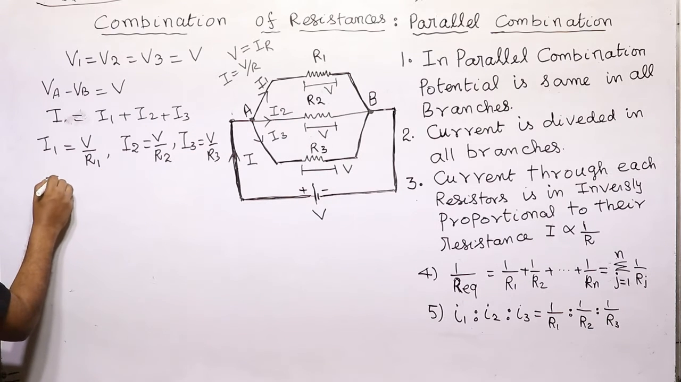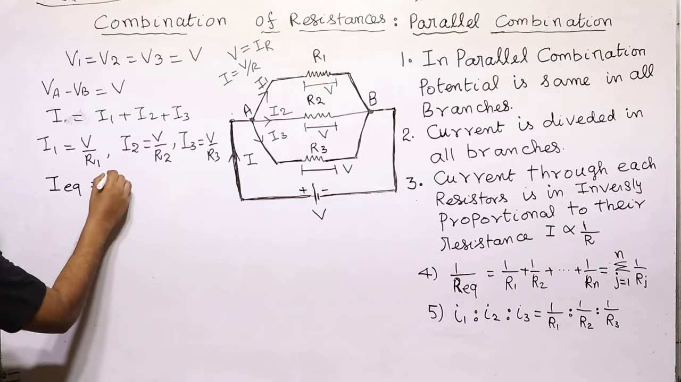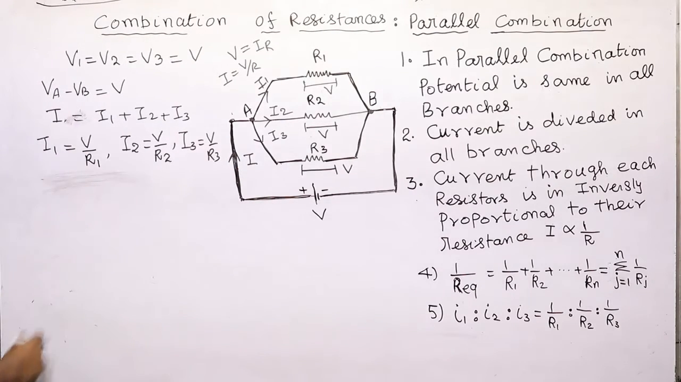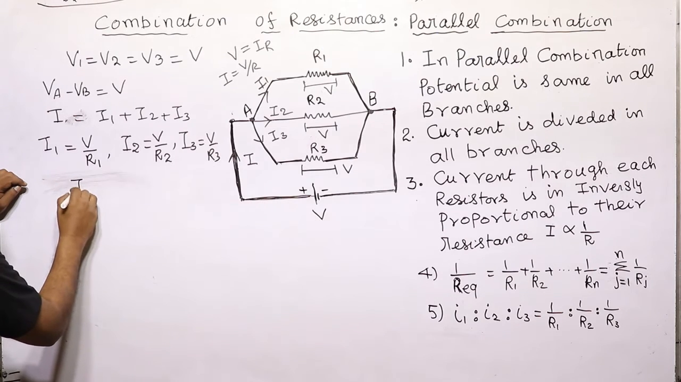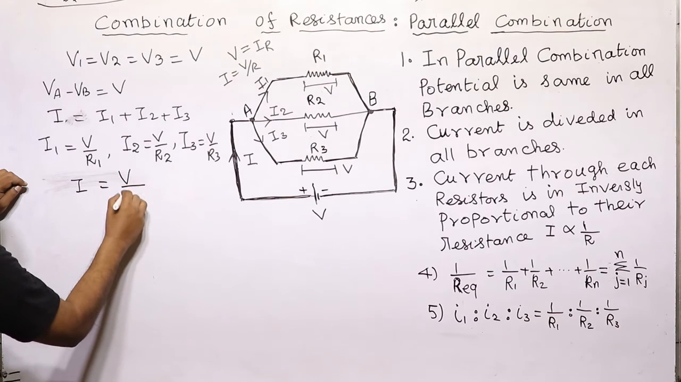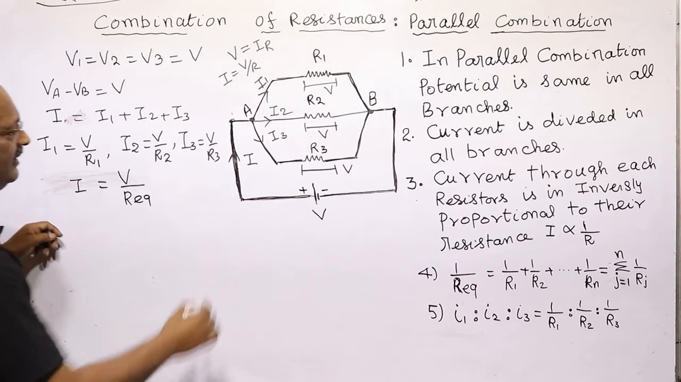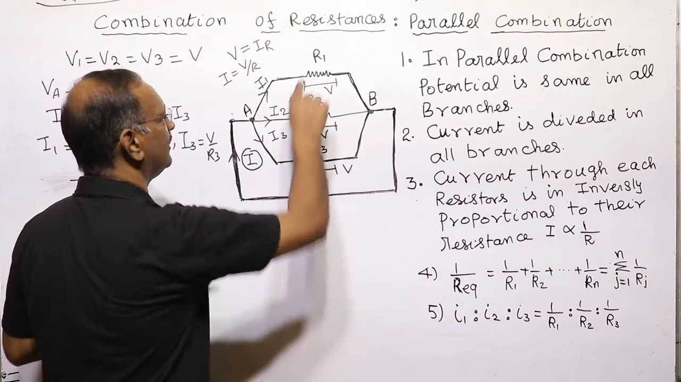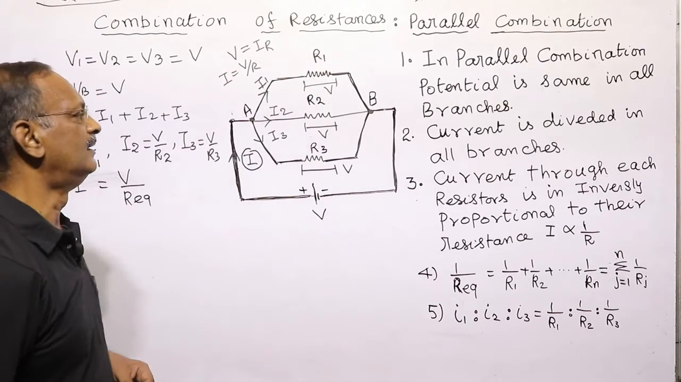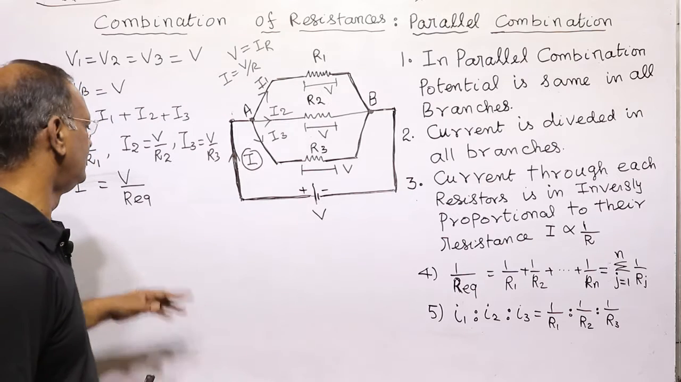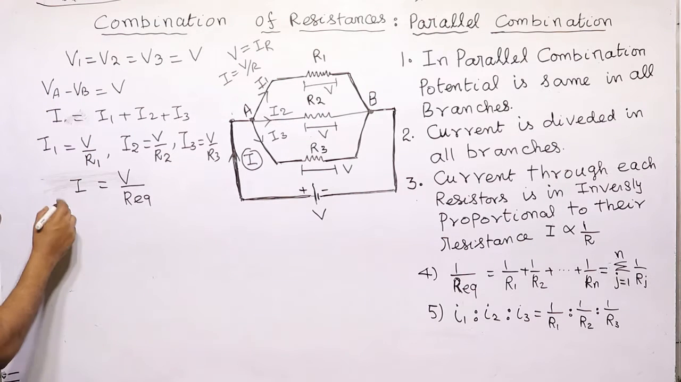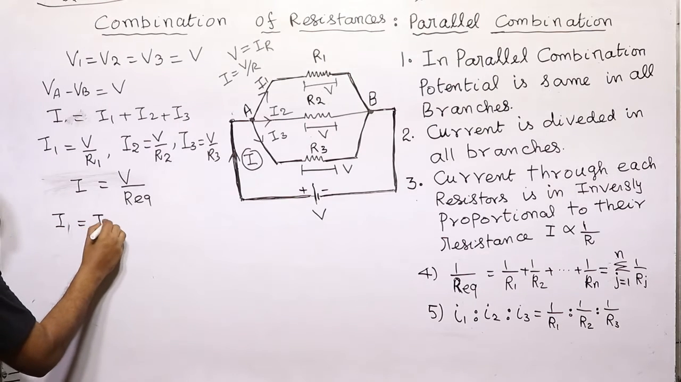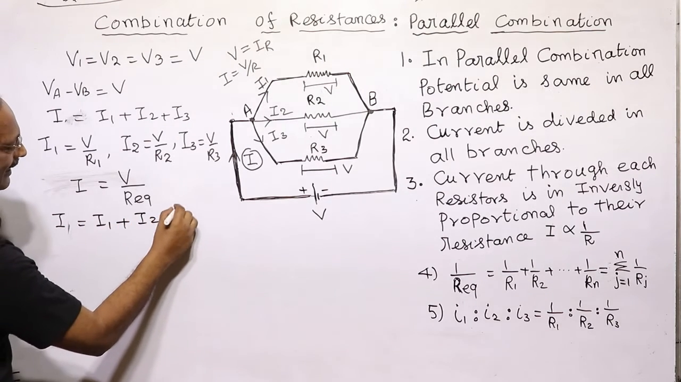And what about I equivalent? I is the current supplied by this voltage. I is equal to the applied voltage divided by R equivalent, where R equivalent means the equivalent resistance of the three branches, or whatever number of branches connected in parallel. So we can say I is equal to I1 plus I2 plus I3.